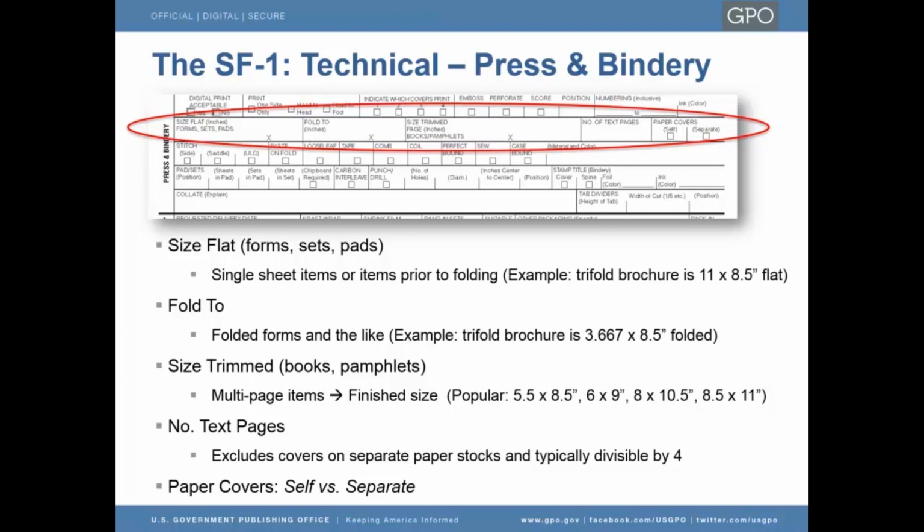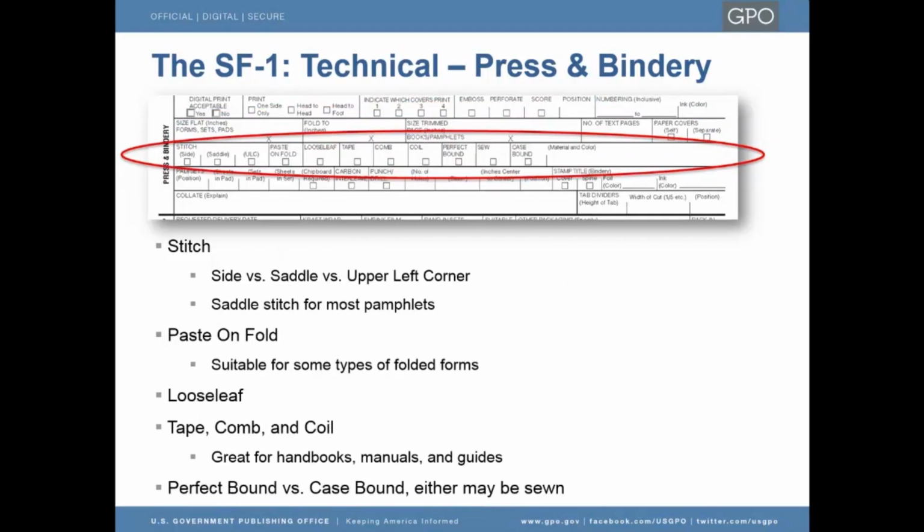If your publication has cover pages, the options are self-cover or separate covers. Self-cover publications use the same paper stock for the cover as well as the text pages. Separate covers utilize different paper for the cover compared to the text pages. Use the appropriate checkbox to indicate your utilized cover type. This line of the SF1 will capture the binding requirements of your order.